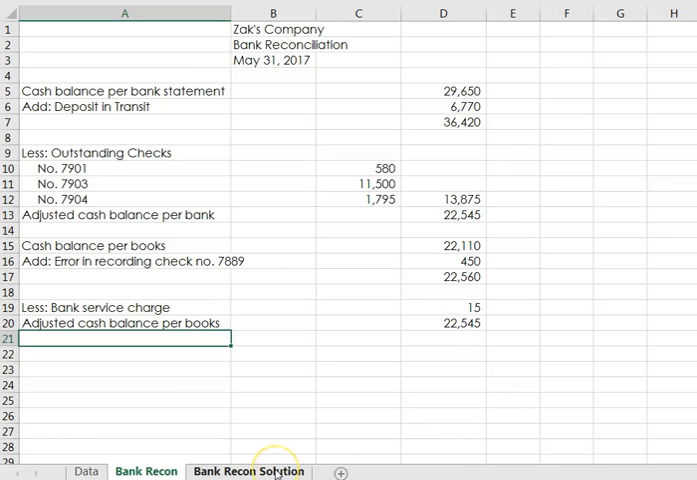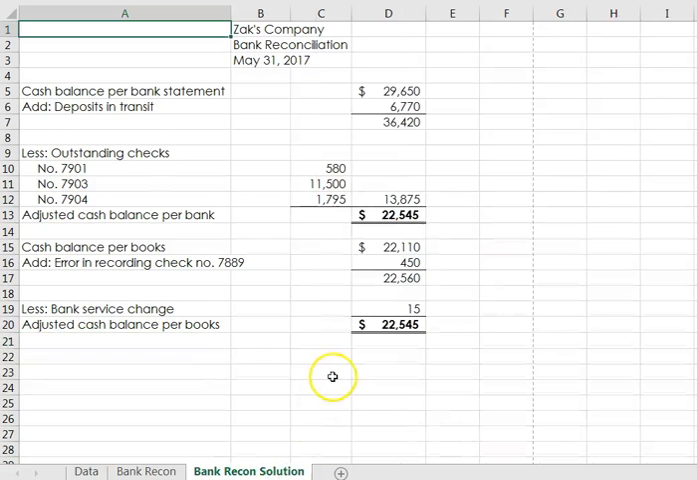It is also important to note that any adjustments to the book balance on the second part of the report must also be recorded in a journal entry to correct the book balances. In each entry, I would be either increasing cash with a debit or decreasing cash with a credit. The rest of the entry would depend upon the nature of the adjustment. In this example, if check number 7889 was written to pay a vendor on account, then the entry would be to debit cash and credit accounts payable for the $450 error. The bank service charge would be a debit to miscellaneous expense and a credit to cash.